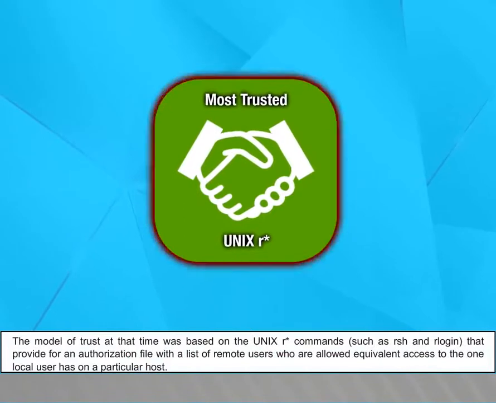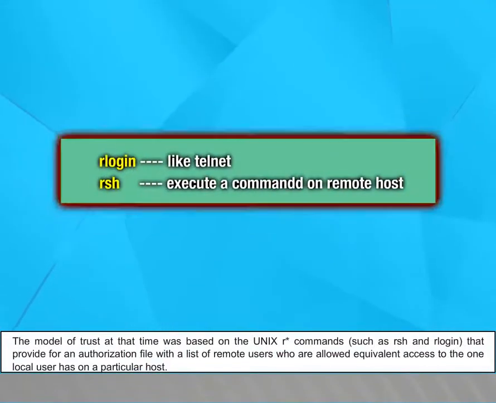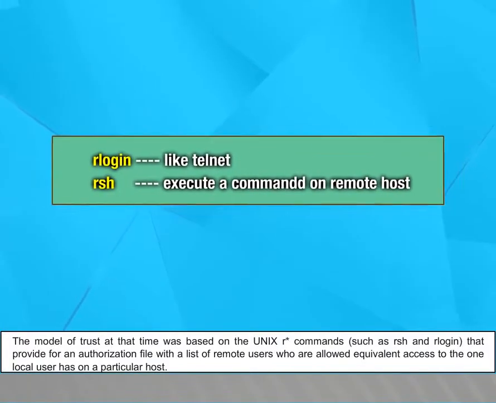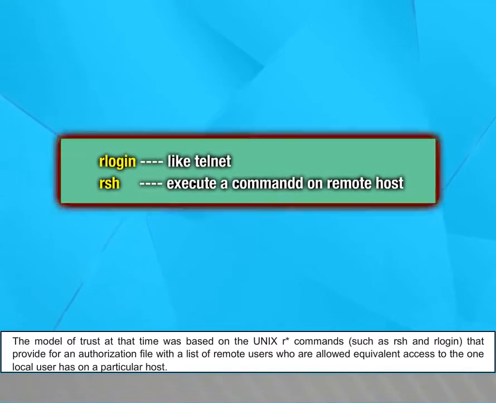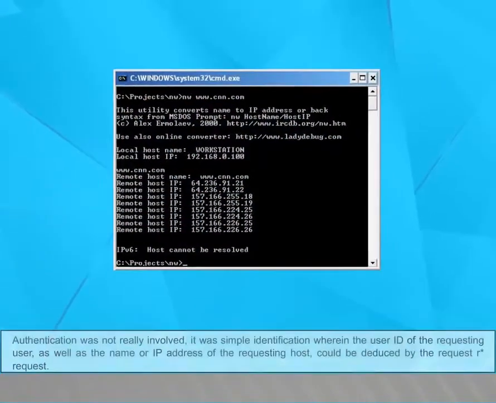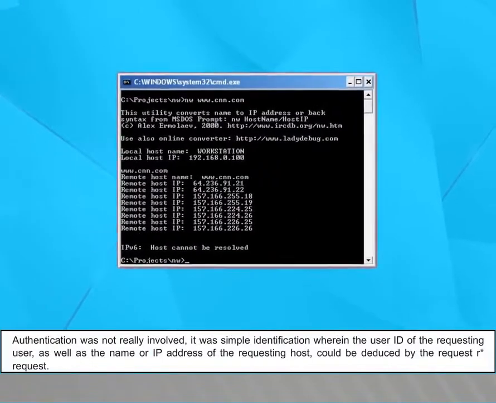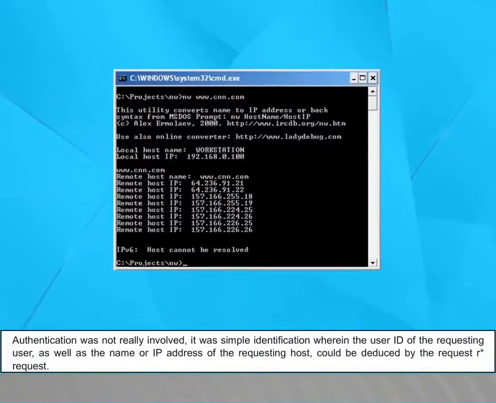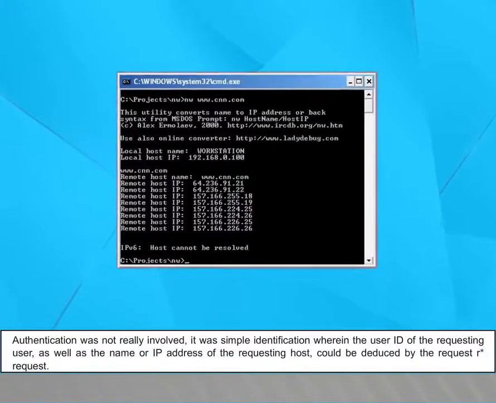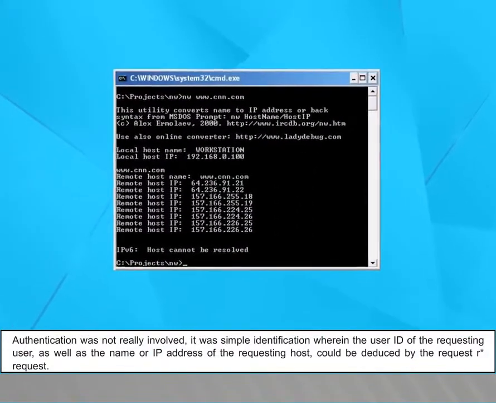The model of trust at that time was based on the Unix R* commands such as rsh and rlogin, that provide for an authorization file with a list of remote users who are allowed equivalent access to the one the local user has on a particular host. Authentication was not really involved. It was simple identification wherein the user ID of the requesting user as well as the name or IP address of the requesting host could be deduced by the R* request.